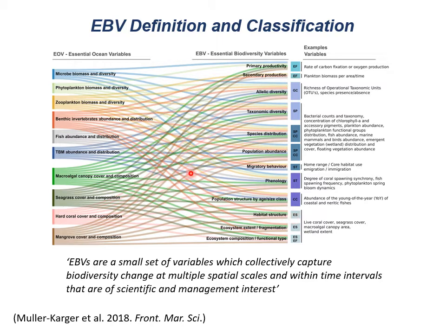So I'll draw your attention to the EOV, zooplankton biomass and diversity, here in orange, and you can trace its relatedness to each of the various essential biodiversity variables on the right-hand side. So what are the EBV classes, and which ones are most related to zooplankton?